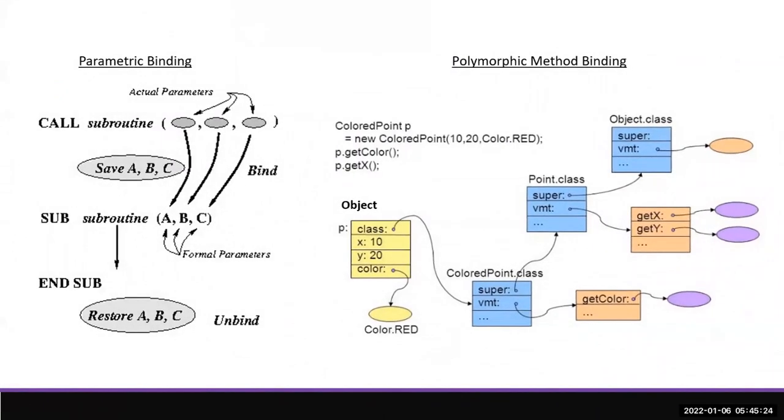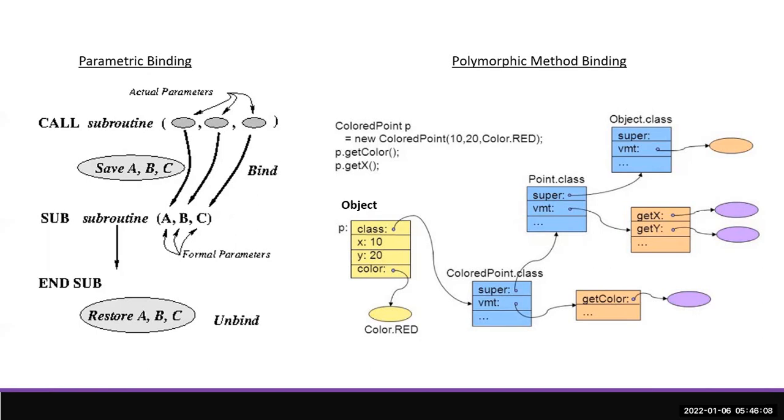We may also have parametric binding. Some languages pass the actual parameter to a subroutine, the subroutine runs, and then binds your variable with the formal parameter. That's parametric binding. For some languages like JavaScript, it can be typeless, so at runtime you will determine the type. Binding is associated with the object location, and sometimes also with type definition. That's called parametric binding. On the right-hand side, we have polymorphic method binding.